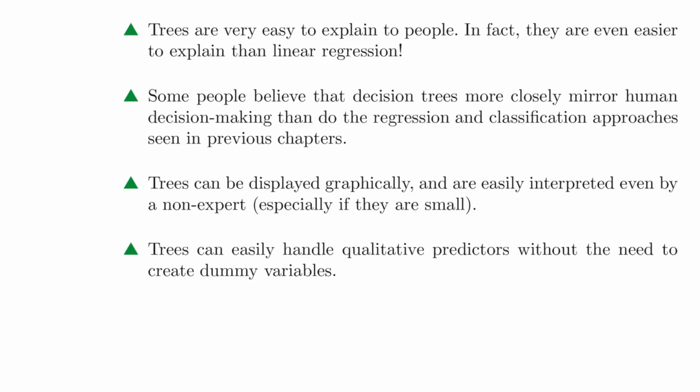Trees can handle qualitative predictors without the need to create dummy variables. We've seen that a number of times. When you check the qualitative predictor, you can just check it and send down the two separate branches depending on what its value is.